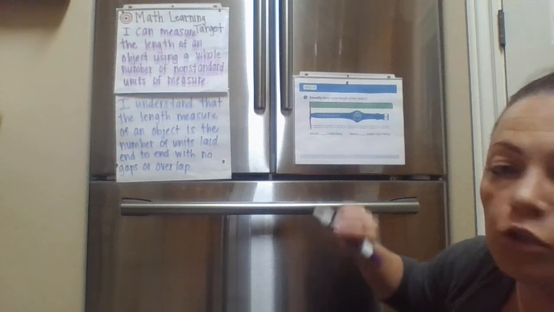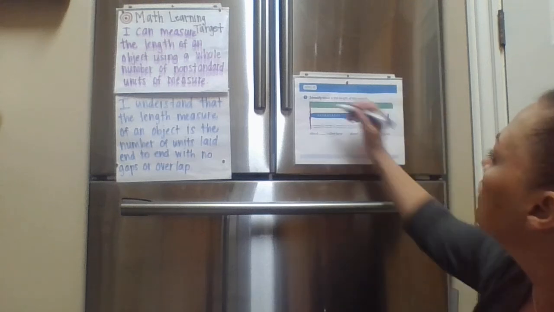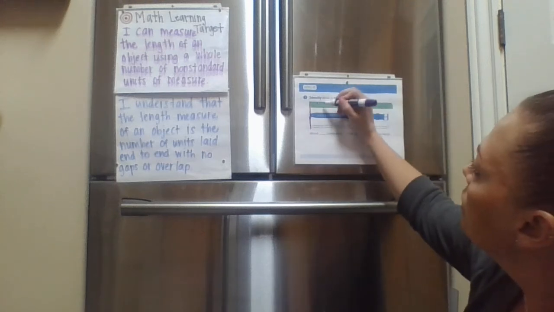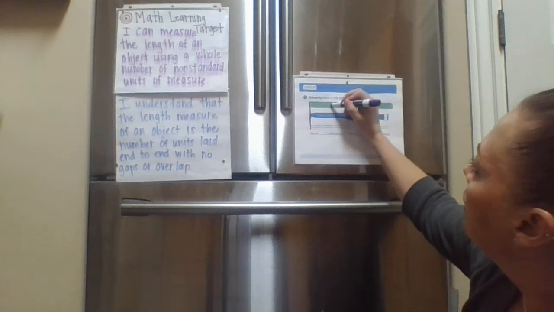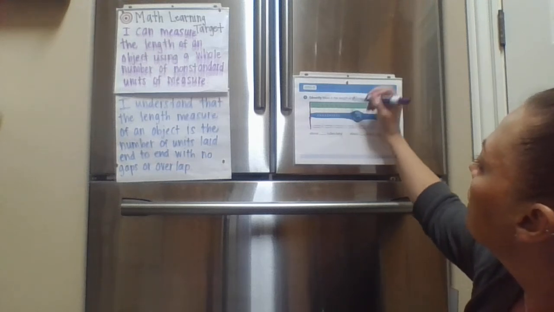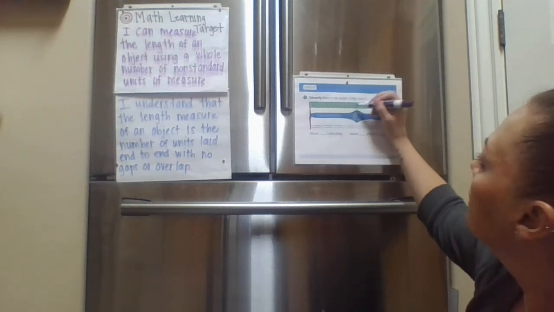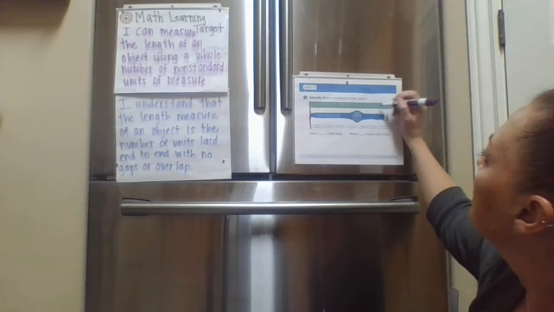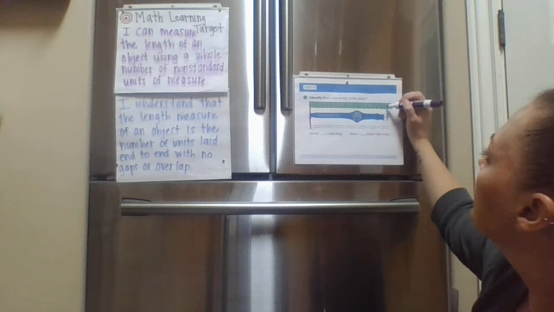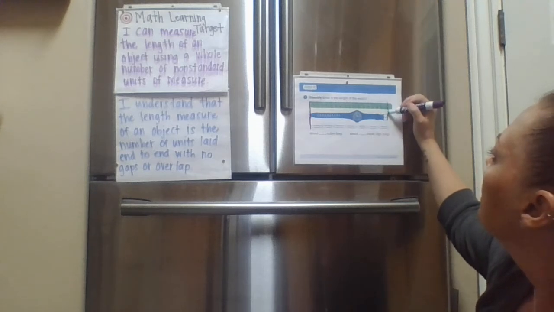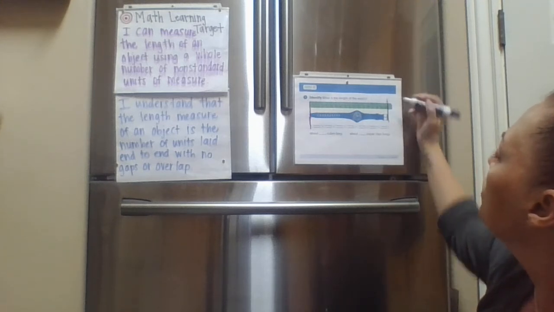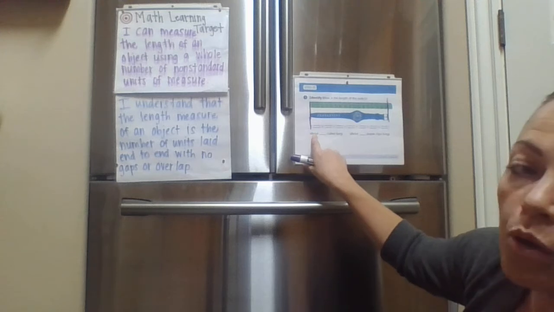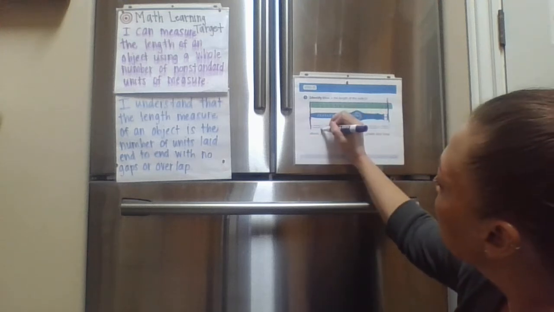Let's count the number of cubes that it takes to get to the end of the watch. So we have 1, 2, 3, 4, 5, 6, 7, 8, 9, 10, 11, 12, 13, 14, 15, 16, 17. Oh, that's where it ends, 17 cubes. So it says it's about 17 cubes long.